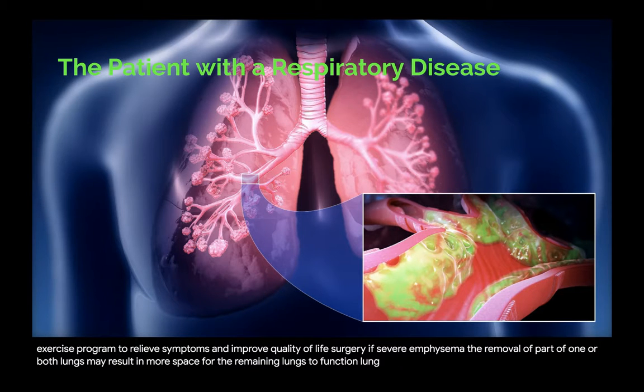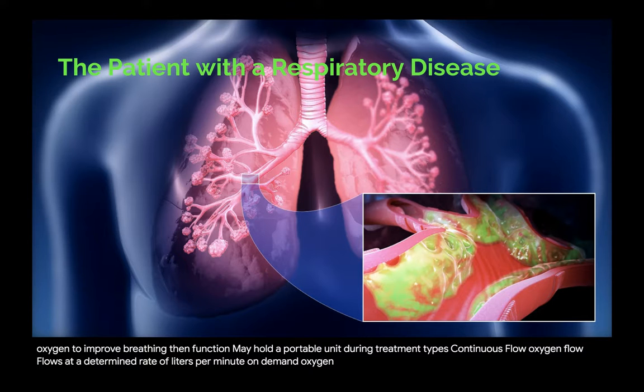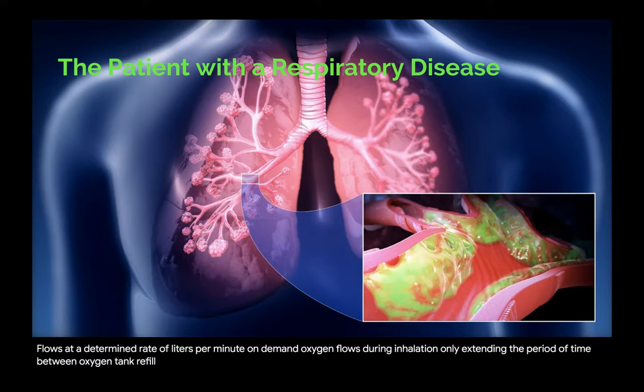Lung transplant, oxygen therapy. A patient who uses oxygen to improve breathing function may hold a portable unit during treatment. Types: continuous flow, oxygen flows at a determined rate of liters per minute. On demand, oxygen flows during inhalation only, extending the period of time between oxygen tank refills.